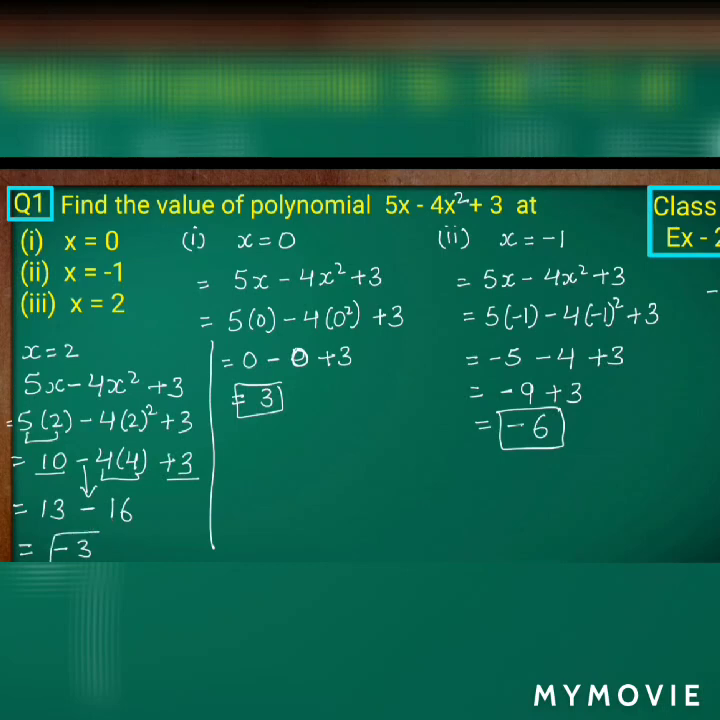The same way, p of 0 is plus 3, p of minus 1 is minus 6, and p of 2 is minus 3. So this is how we have to find the value of the given equation at the different values of x.